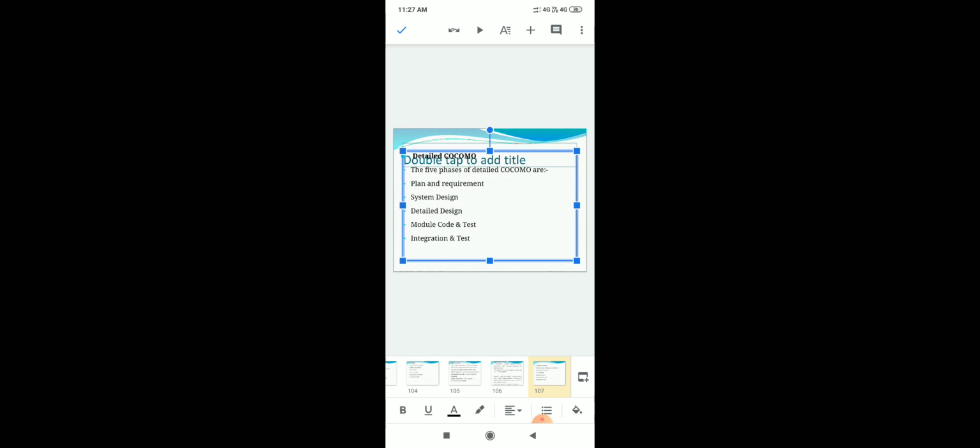Another is the detailed COCOMO. The 5 phases of detailed COCOMO are plan and requirement, system design, detailed design, module code and test, and integration and test.